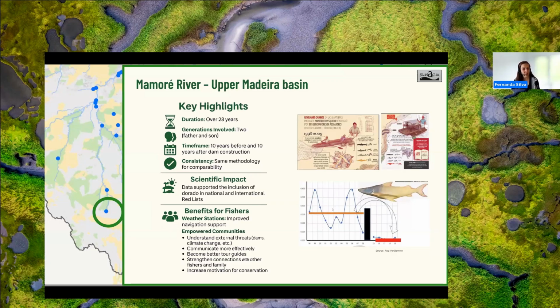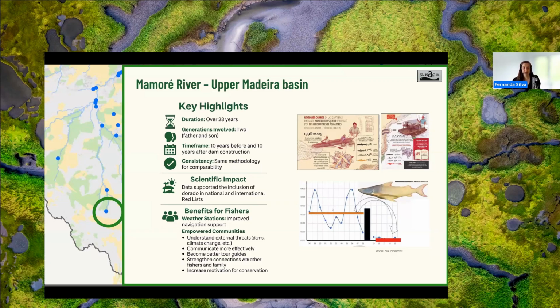And what I would like to highlight here is that they have data from 10 years before and 10 years after the construction of large dams in the Madeira River main stem. So they have been collecting data using the same methodology during all this time, using the same protocols, which allows comparability.